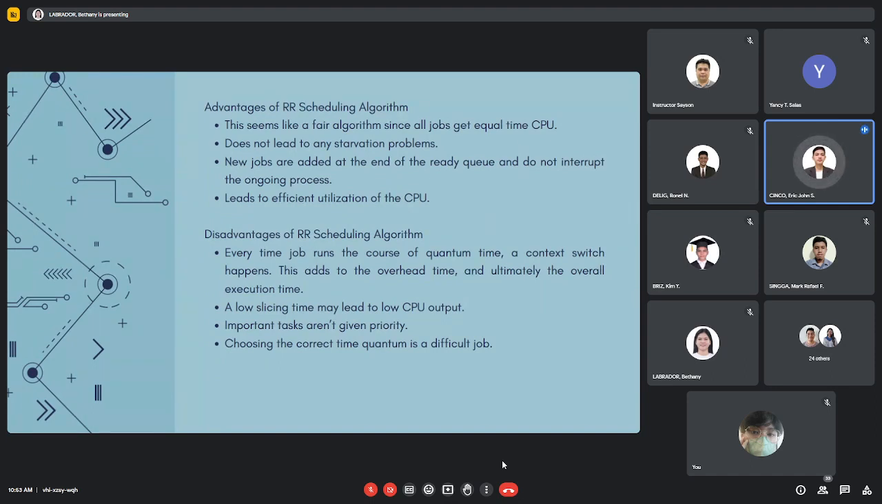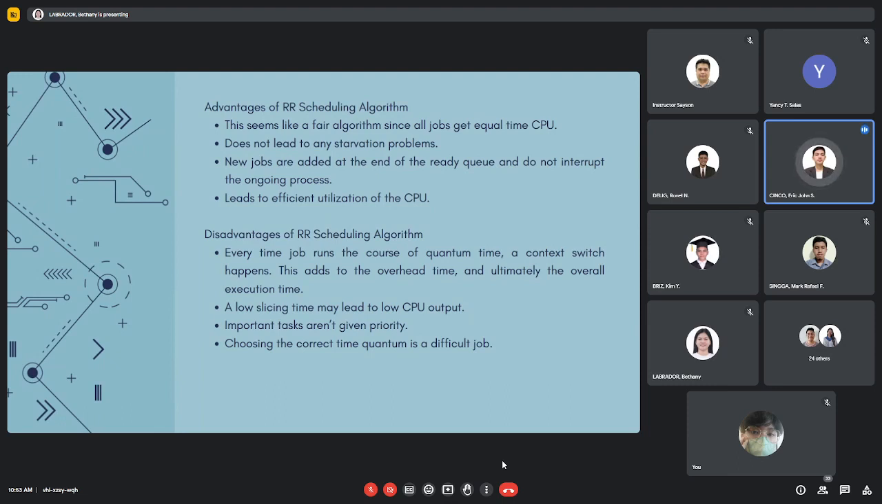And next is new jobs are added at the end of the ready queue and do not interrupt the ongoing process. So unlike shortest remaining time, which can interrupt, in RR a new job cannot interrupt until the duration of the time quantum ends. And next, it leads to efficient utilization of the CPU.